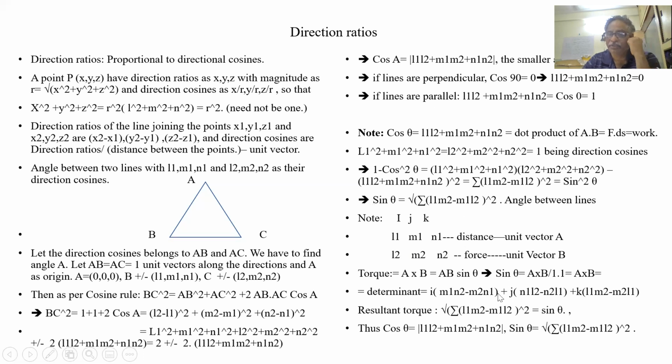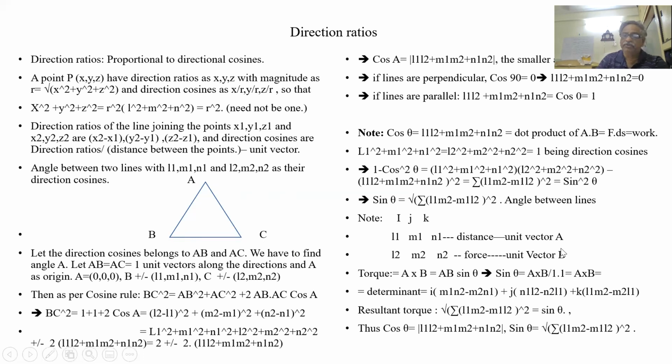We use sine theta. So whatever we got here is nothing but a determinant of three directions, IJK, three dimensions. These are the unit vectors along three directions for one line, for a distance. This is OA, AB, this is AC. So if two vectors are acting, there is a torque acting on this. So this is a torque, which is represented by sine theta.